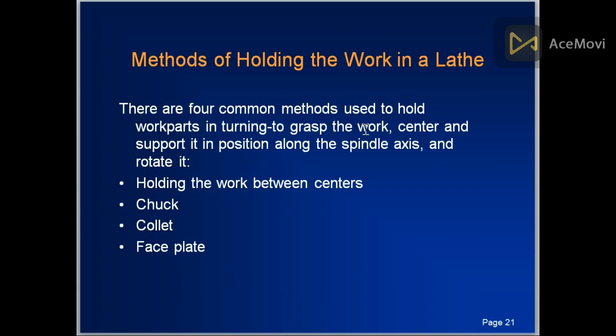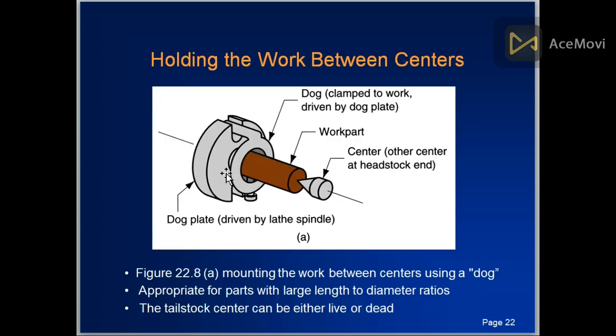Method of holding the work in a lathe. There are four common methods used to hold the work part in turning: to grasp the work, center and support it in position along the spindle axis, and rotate it. Hold the work between the centers, chuck, collet, or the faceplate. These are the four holding methods.